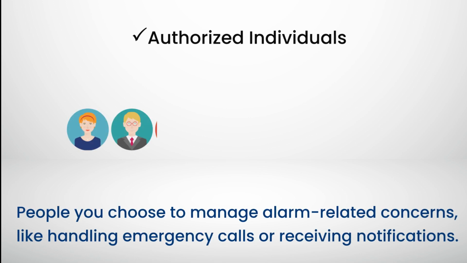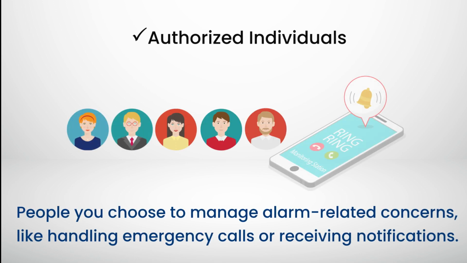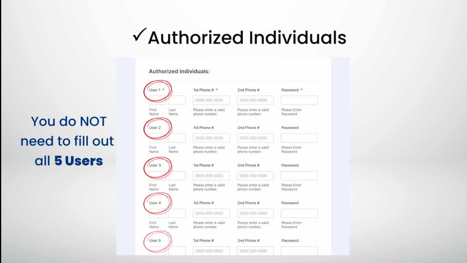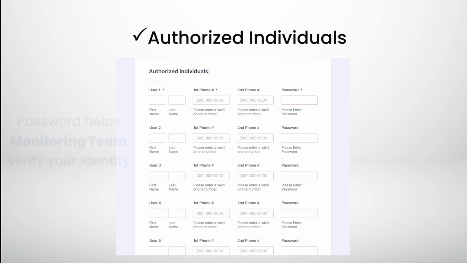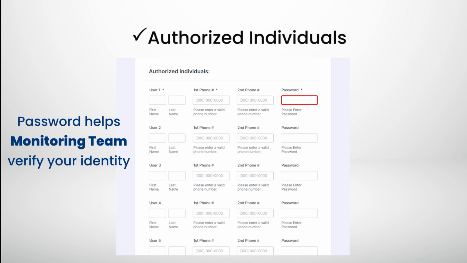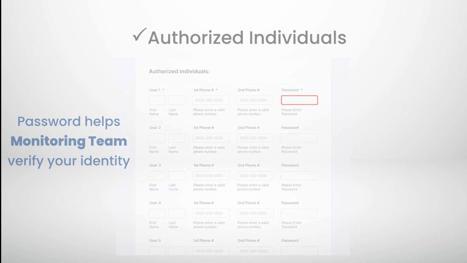Authorized individuals. Authorized individuals are people you choose to manage alarm-related concerns, like handling emergency calls or receiving notifications. You do not need to fill out all 5 users. Just include as many as you'd like, up to 5. Your password helps verify your identity when you or an authorized person communicates with the alarm monitoring team.